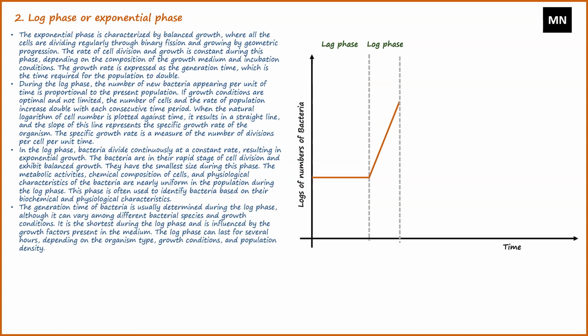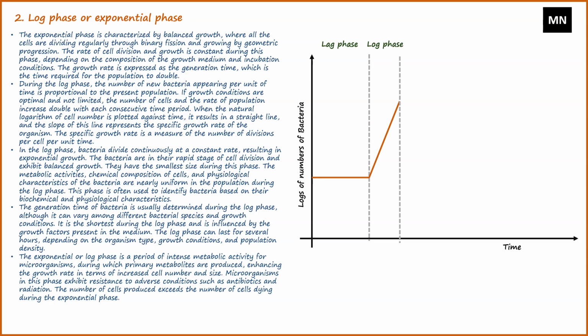The generation time of bacteria is usually determined during the log phase, although it can vary among different bacterial species and growth conditions. It is the shortest during the log phase and is influenced by the growth factors present in the medium. The log phase can last for several hours, depending on the organism type, growth conditions, and population density.